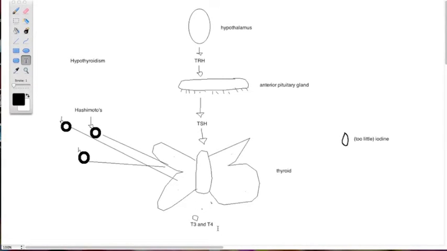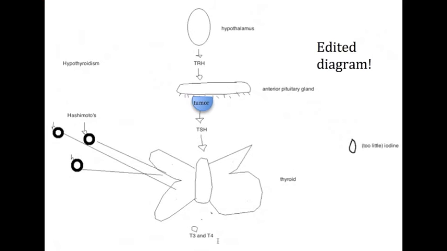One more cause of hypothyroidism that I wanted to mention that I didn't include on this diagram would be a pituitary gland tumor. Think of a tumor on the underside of this caterpillar here that's preventing the caterpillar from sending out enough TSH. If there's not enough TSH, your thyroid is not going to be stimulated adequately, so you're not going to be producing enough T3 and T4.